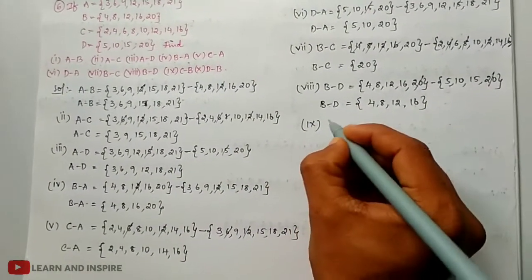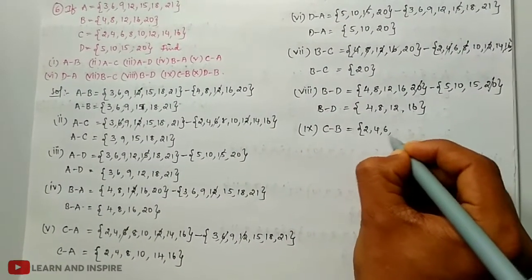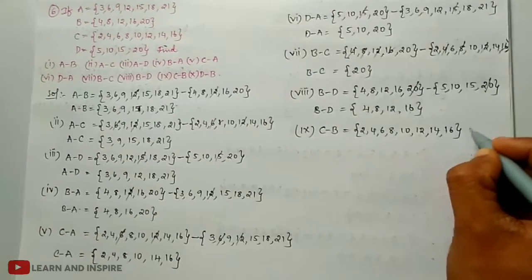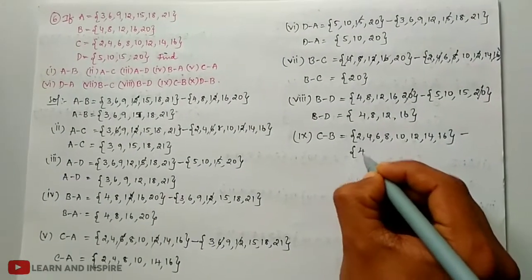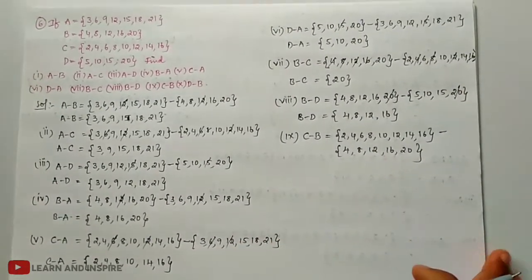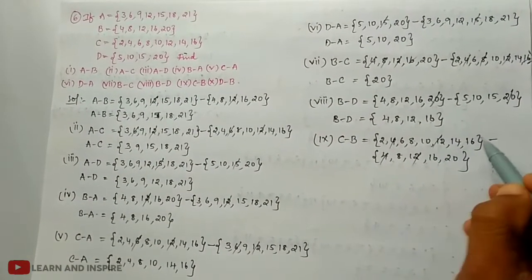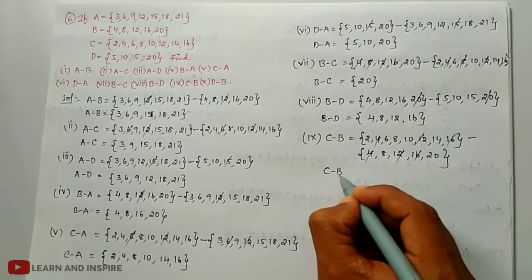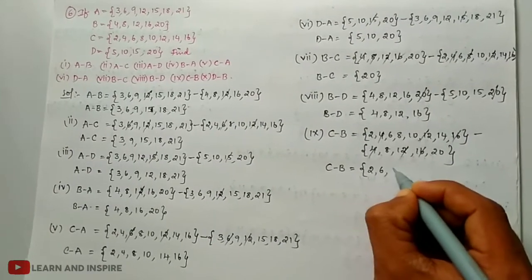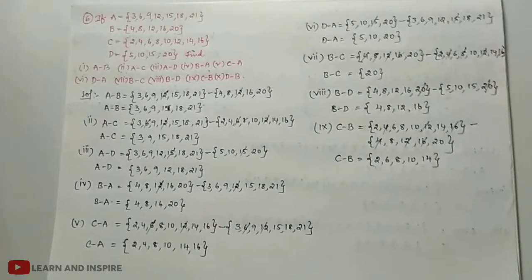Next, the ninth one, C minus B. Set C elements 2, 4, 6, 8, 10, 12, 14, 16 minus set B elements 4, 8, 12, 16, 20. So what are the common elements? First we can cancel the common elements: 4, 4, 8, 8, 12, 12, 16, 16. Now what are the remaining elements present in the first set? Remaining elements: 2, 6, 10, 14. So these are the remaining elements present in the first set.